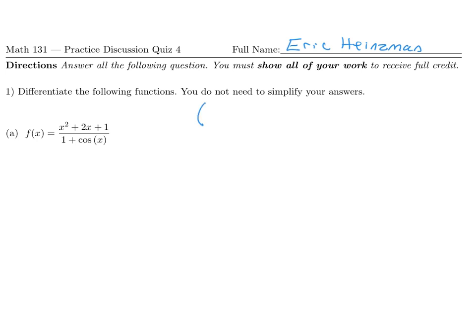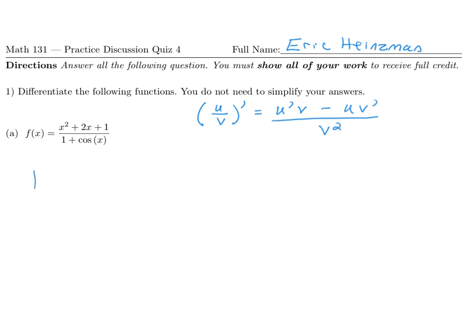And just a reminder of that, if you divide two functions u and v and you take their derivative, the rule is you take the derivative of the top, multiply by the bottom, subtract the top times the derivative of the bottom, all over the bottom, the denominator, squared.